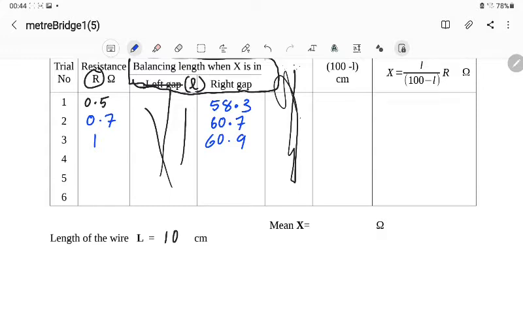or 61.3, 61.9. Number 4 is 1.5, 61.1. So these are the readings.